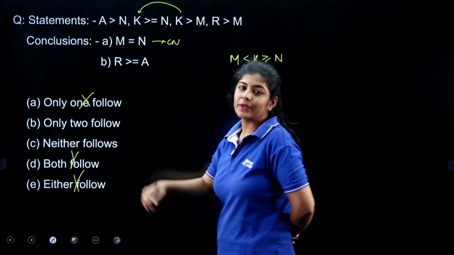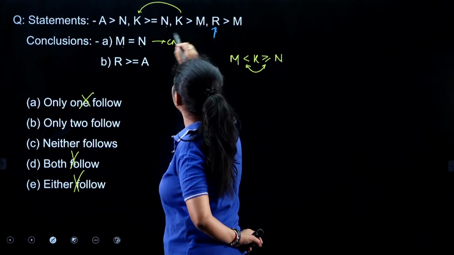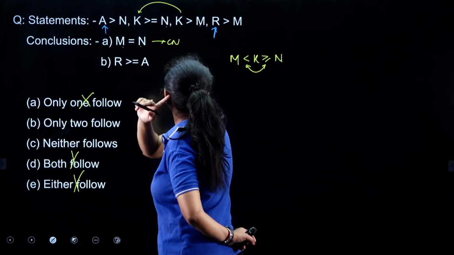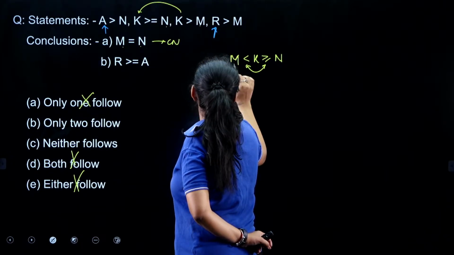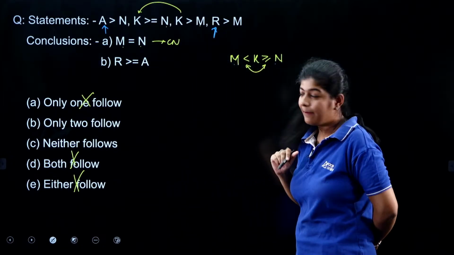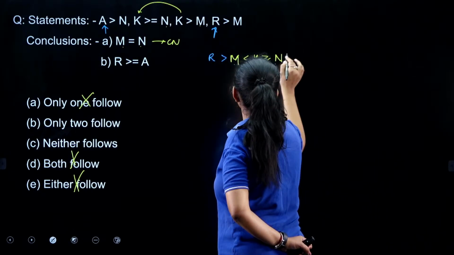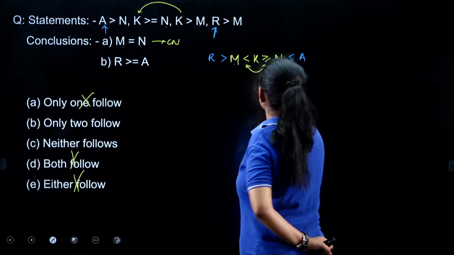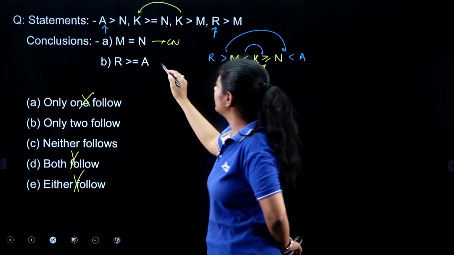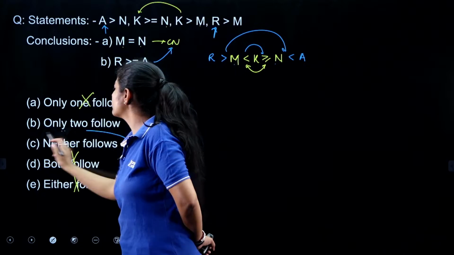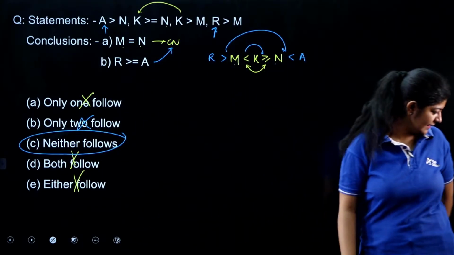Now, the second one, R is greater than or equal to A. Here we are having R, here we are having A, but we need to go through this M and N. So, we can say that here we are having this one and this. Here we are having opposite symbols. So, again we are not able to define anything. That means option number C is the correct one. Option number C is the correct one.